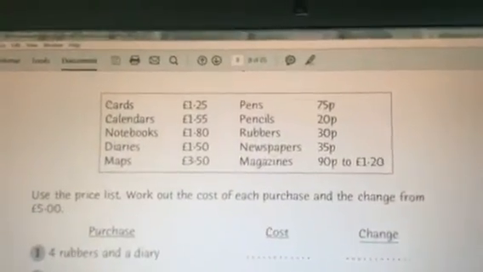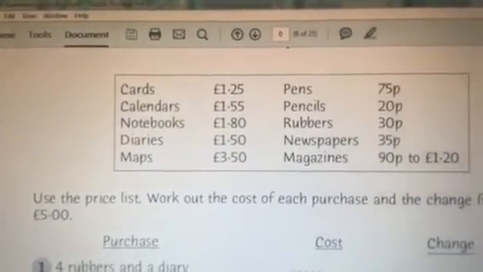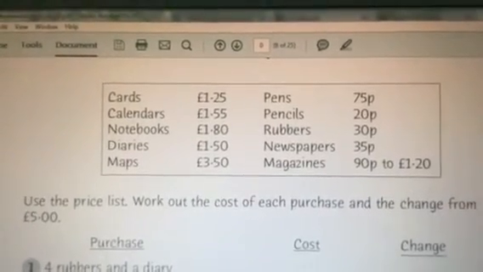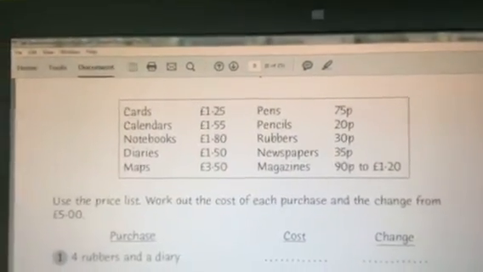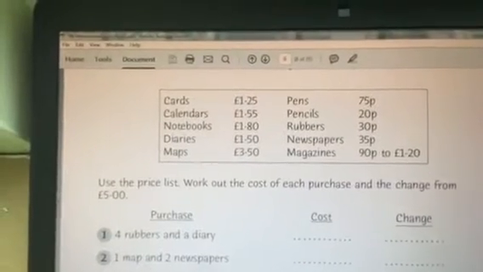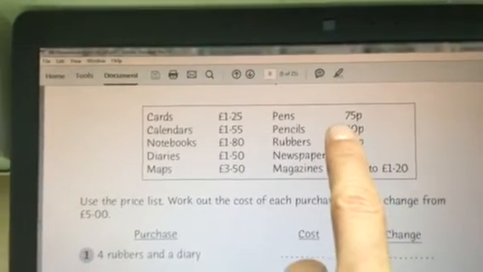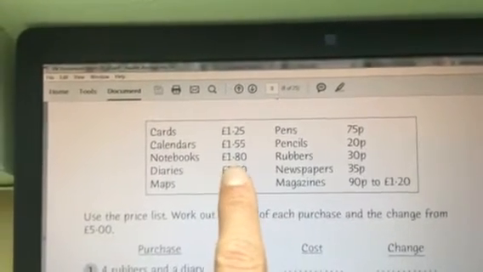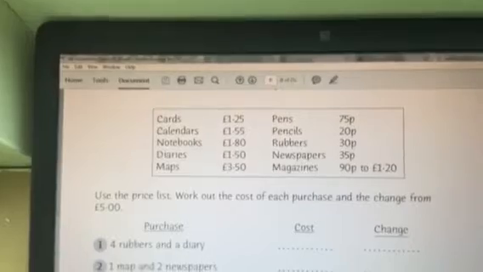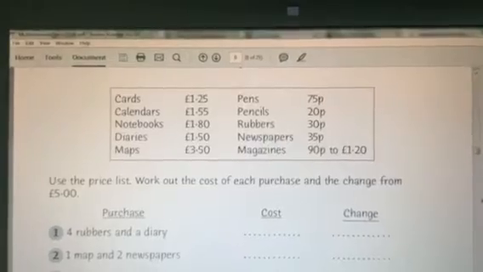So here we have a number of different items: cards, calendars, notebooks, diaries, maps, pens, pencils, rubbers, newspapers, and magazines. And they all have different prices. Okay, this is what you could call a price list right here. So the price for a pen is 75p, but the price for a notebook is £1.80. Now, what we're talking about with these prices is something called currency. And there's something we need to know about currency.